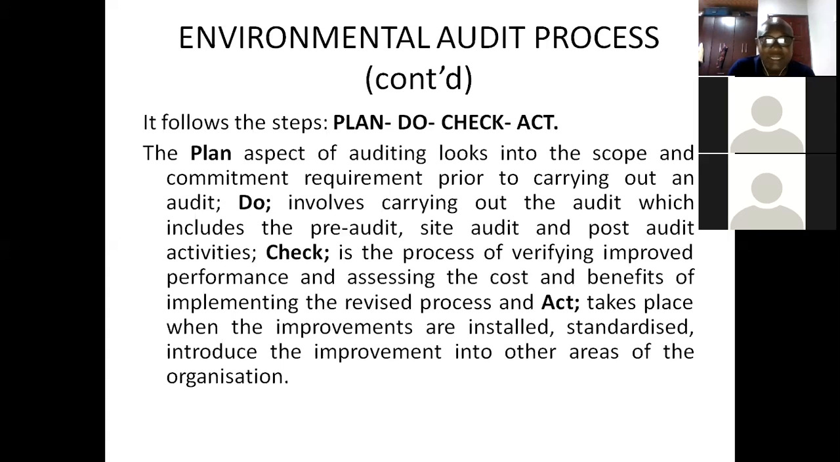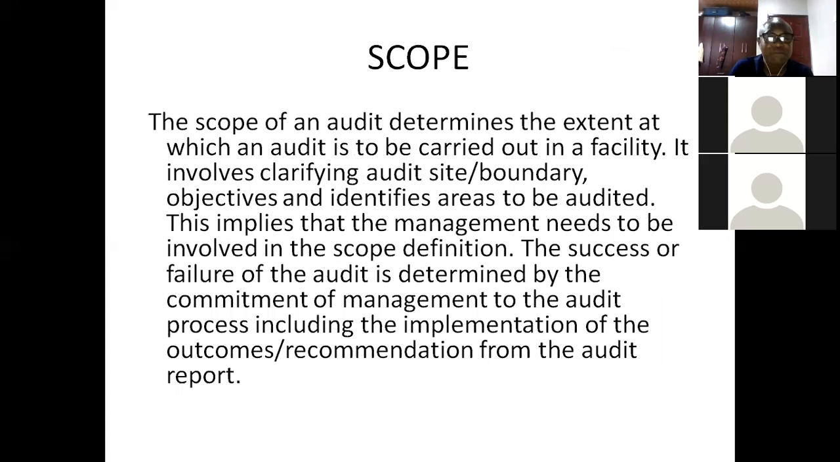So for an environmental audit process, the process involves the plan, the do, the check, and the act. Also, an environmental audit has a scope. The scope determines the extent to which the audit is to be carried out in the facility. It involves clarifying the audit site, the boundary, the objective, and identifying the area to be audited.